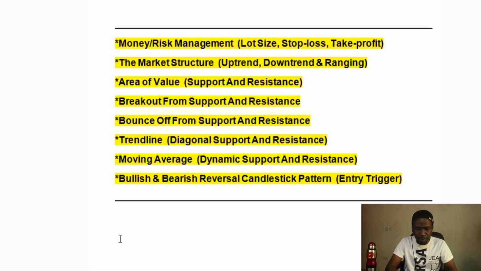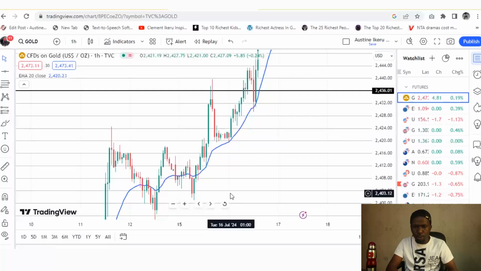So that is why you need to always pay attention to understand what the market is doing for you to take action. We have treated the trend line, which acts as a diagonal support and resistance level. We have also treated the moving average, and like I said, the moving average acts as a dynamic support and resistance level. Let me give you another scenario for you to understand what I'm talking about. When we talk about the entry trigger, we are looking at candlestick patterns, right? The candlestick pattern will help us to know when to enter a trade.